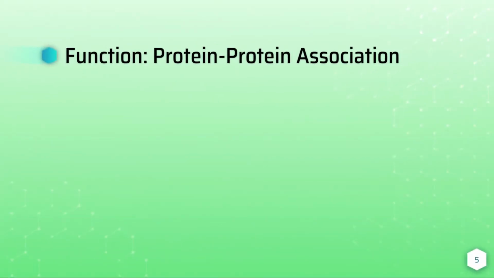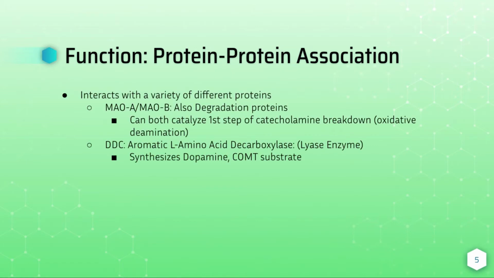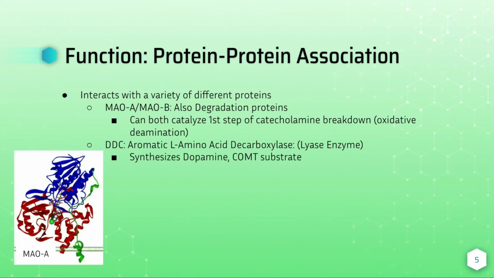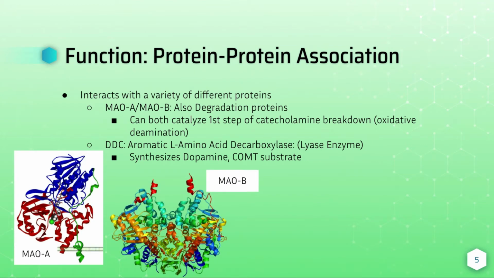Now let's take a step back. It turns out that Catechol-O-Methyltransferase actually interacts with a variety of different proteins when it's carrying out its tasks. In this lecture, I'll be going through 3 of these proteins. The first 2 are MAO-A and MAO-B, and the third one is DDC. To give a brief background for these proteins, MAO-A and MAO-B are also called monoamine oxidase A and monoamine oxidase B respectively. They're also degradation proteins, which means that they can both catalyze the first step of catecholamine breakdown. I'll talk about this process more in depth later.